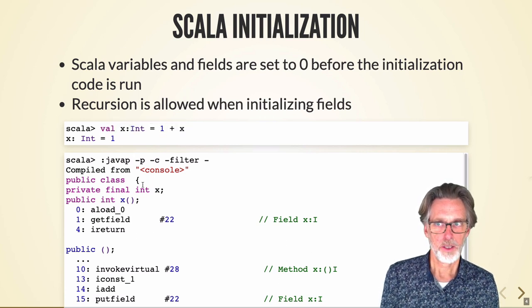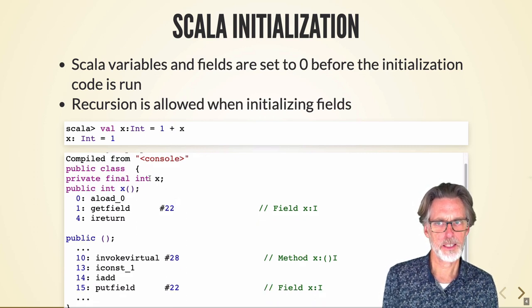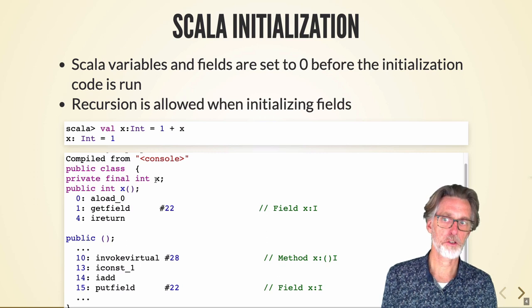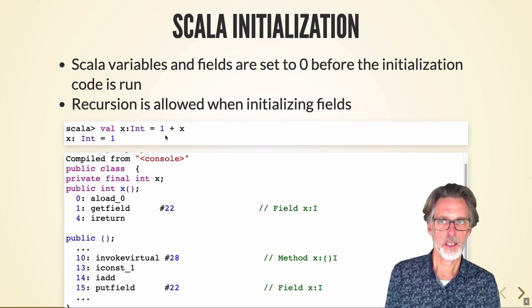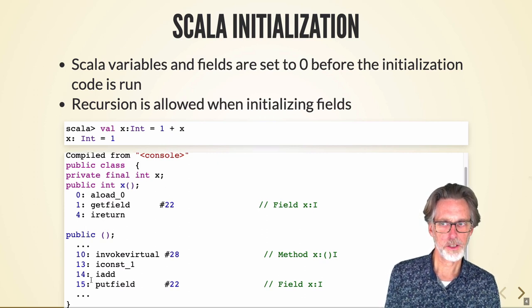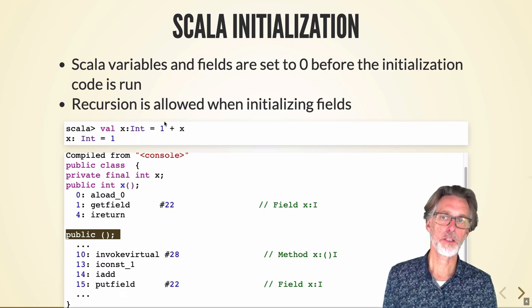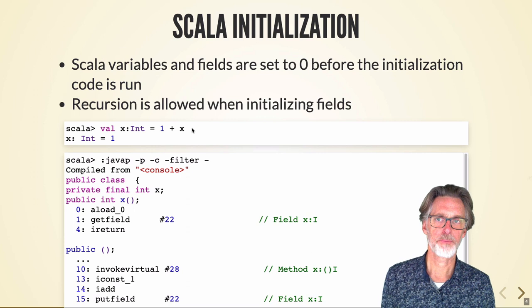If you disassemble the class that Scala creates for this line of code, you can see what's going on. I have a final int x, which Java initializes to 0, and the use of x here is actually just a method call getting the value of the field. So when I initialize, here's the actual initialization code marked public here. First, we get the value of x. It's going to be 0 initially, then we get 1. We add them together, we put it in. So this is perfectly well defined in Scala.